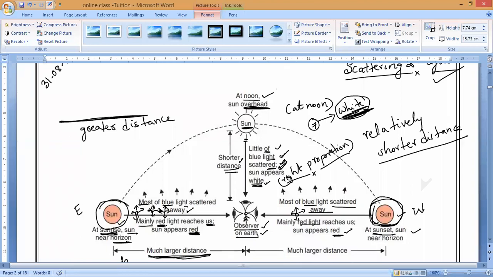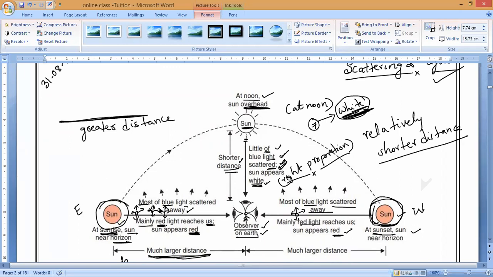So what is the phenomenon behind this? Anybody? What is the principle behind here? Jesse, Elamati, can you answer? Tarani, what is the principle behind? Because here, what is that? Greater distance. Understand? Long journey of sunlight during sunrise and sunset.